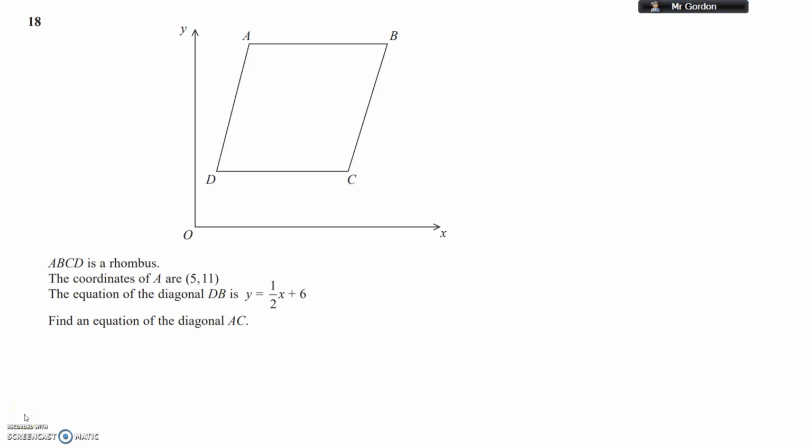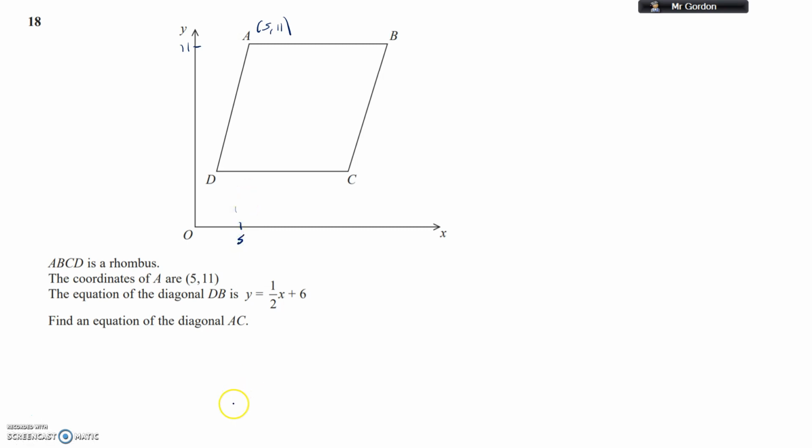Okay, so question 18. What have we got? A, B, C, D is a rhombus. And here's the rhombus, so you've got it drawn as a diagram there. The coordinates of A are 5, 11. So let me mark this on. Hold on. I can put it in: 5, 11. So 11 on the Y, and then try and mark it kind of accurate.